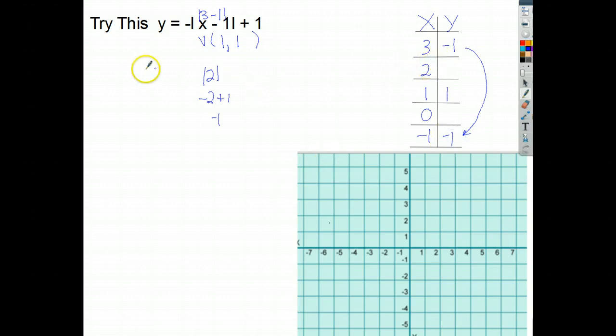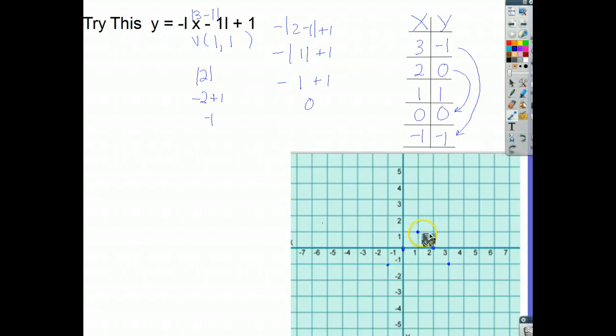All right, let's plug in 2. Okay, so we have negative absolute value of 2 minus 1, plus 1. Negative absolute value of 1, plus 1. Negative 1 plus 1, 0. And there's a 0. That's a 0, but so is this. Okay, we graph this. At 3, negative 1, that's a point on our V. 2, 0, that's a point on our V. 1, 1, 0, 0, negative 1, negative 1. Draw the V. So we have a V that opens down.